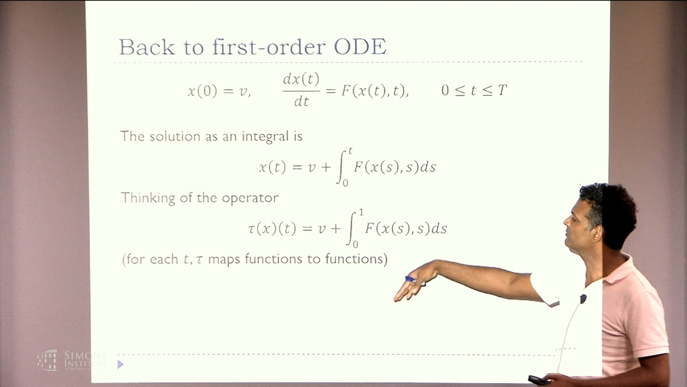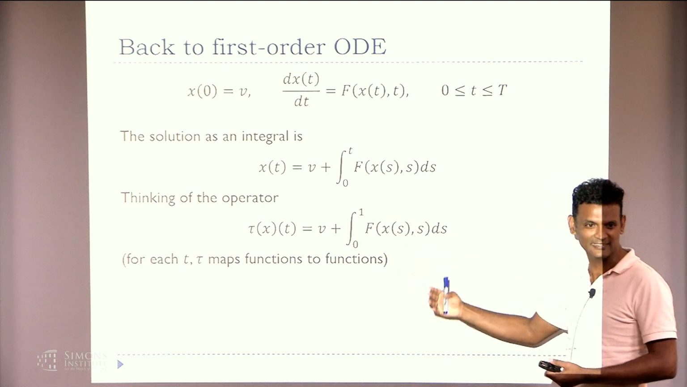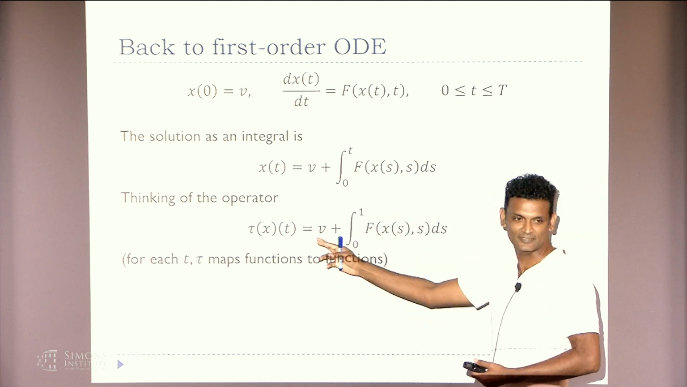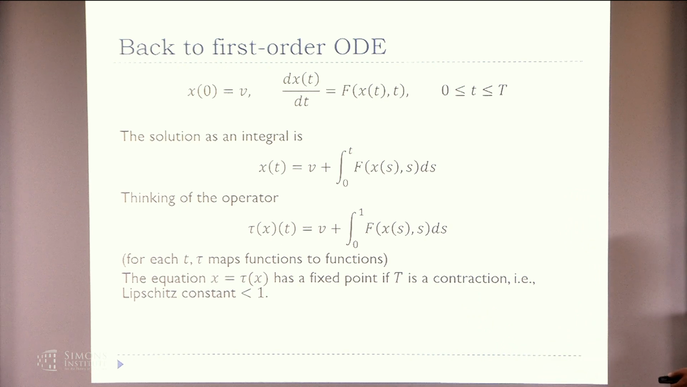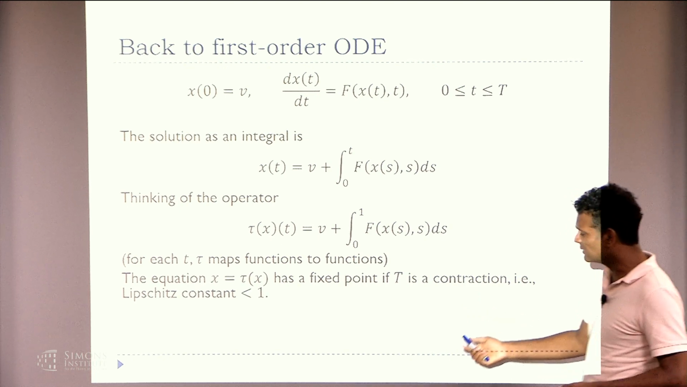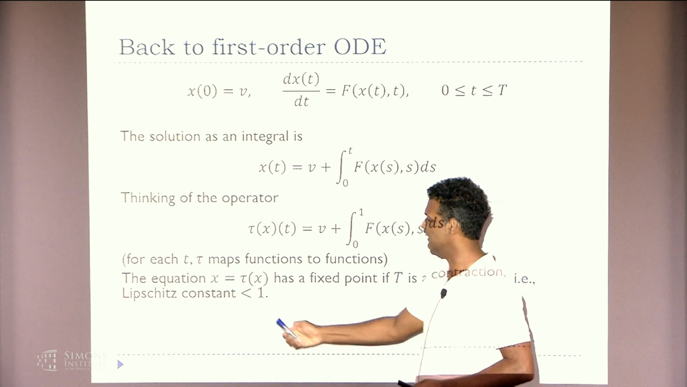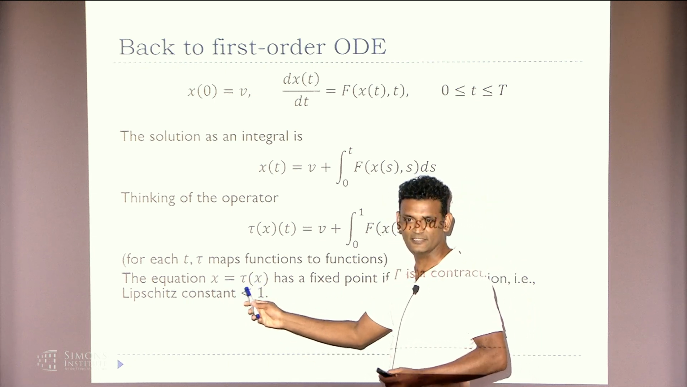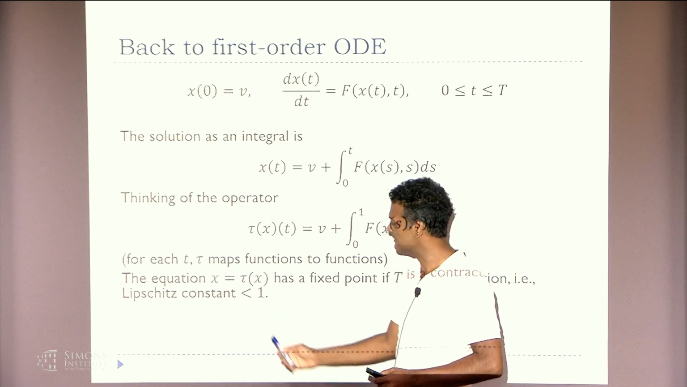So it's mapping functions to functions. Right? It's modifying this function in the next step. The next x is a function of the previous x. Now, that means that what we're really solving at the end of the day, if you solve it, is x equals tau of x. So now modifying it doesn't change anything. It's a fixed point of this.